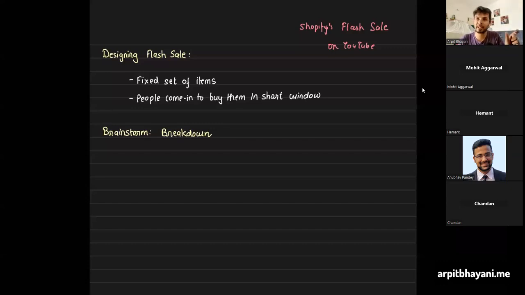There is a fixed inventory, so only 100,000 people would be able to purchase it. Once they purchase it, it's done. Once 100,000 entries are done, other users will not be able to get anything. So it's a limited inventory flash sale. Why is it called a flash sale? Because a lot of people are coming in a flash to purchase it. So this is what flash sale is all about.